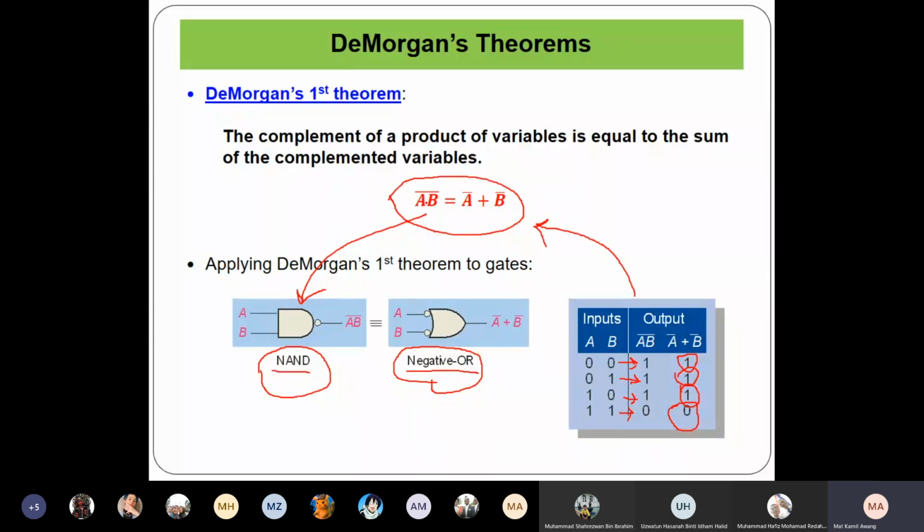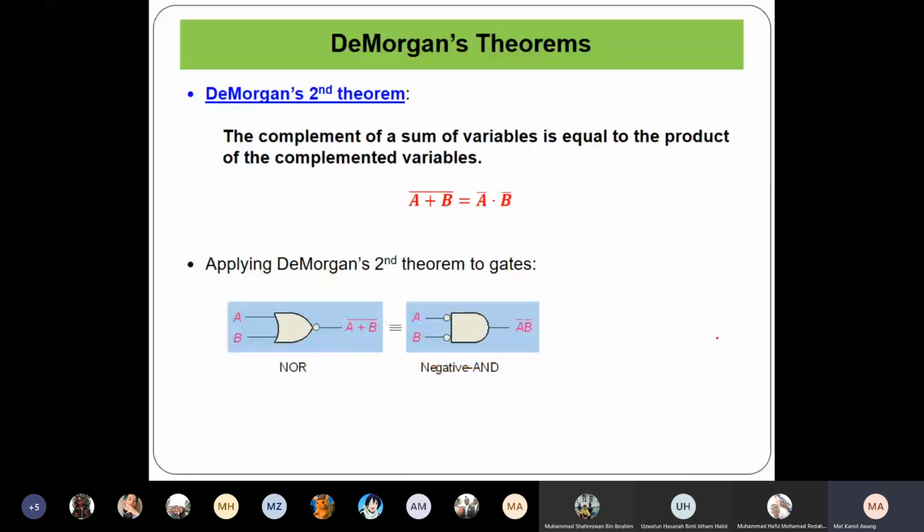So (AB) bar is equal to A bar or B bar. You have to remember this first theorem because this is important when you want to do logic simplification.